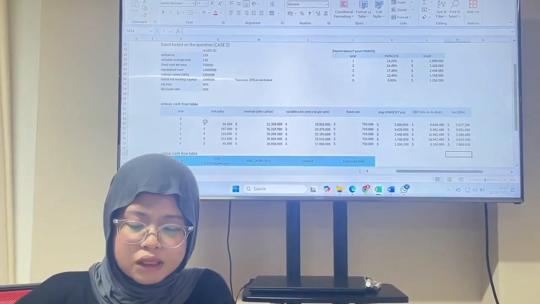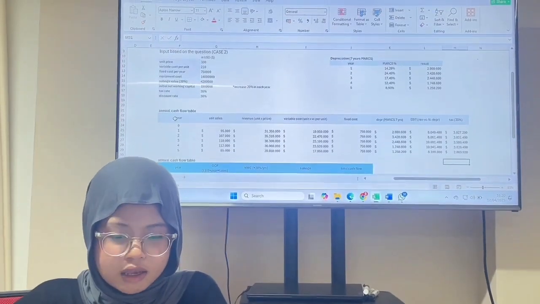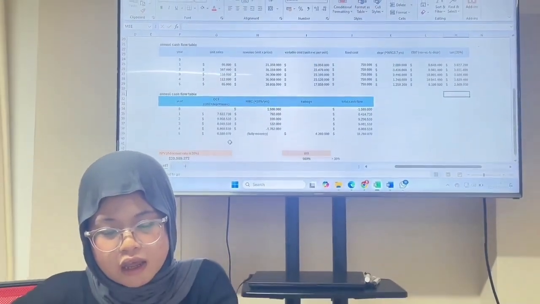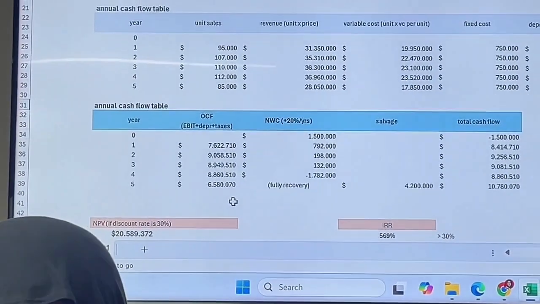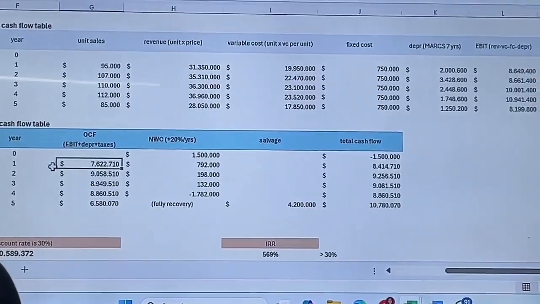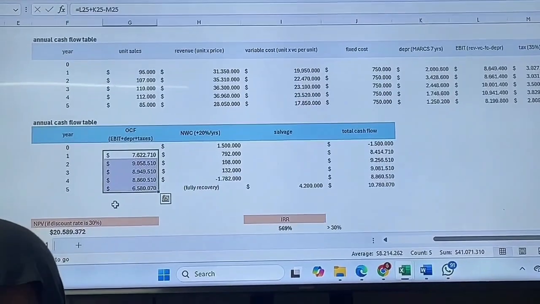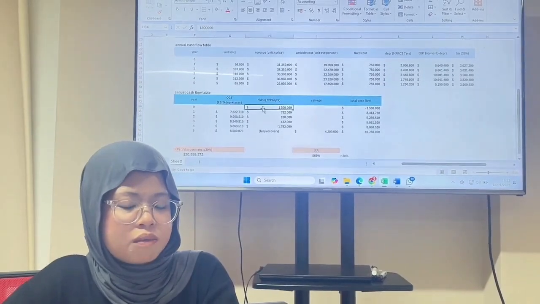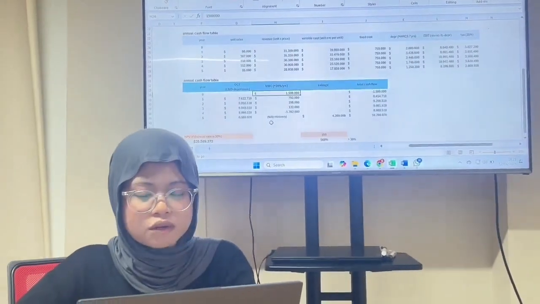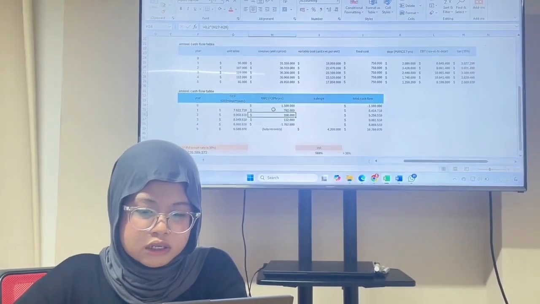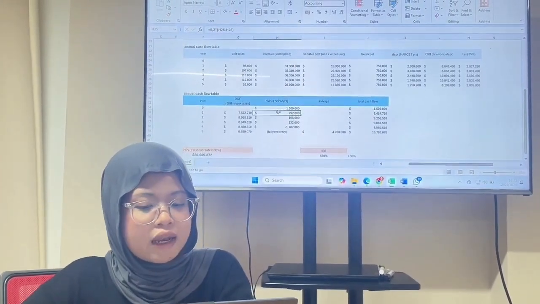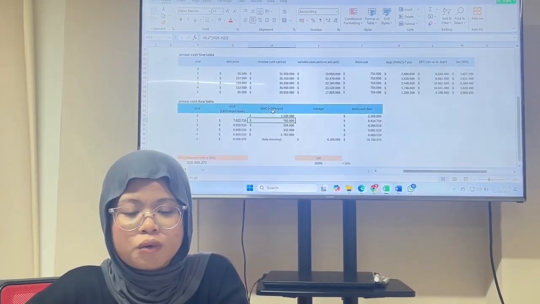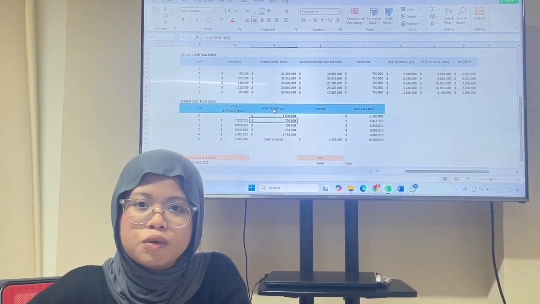After we complete our data here, now we move on to the OCF by adding the EBIT with the depreciation and taxes, and we got this value from year 1 until year 5. And we have the initial NWC, 1,005,000.